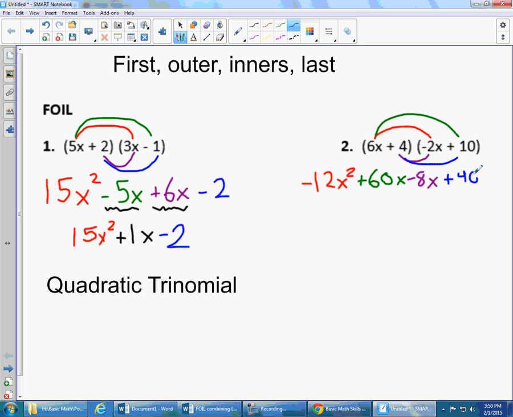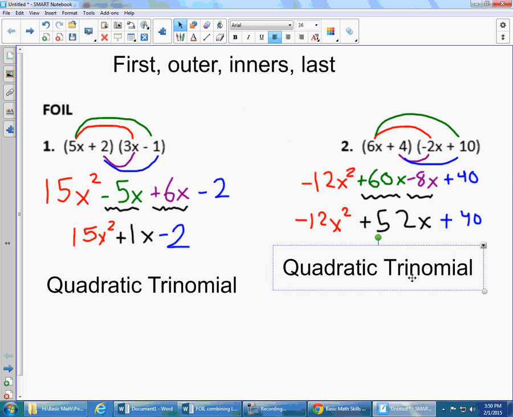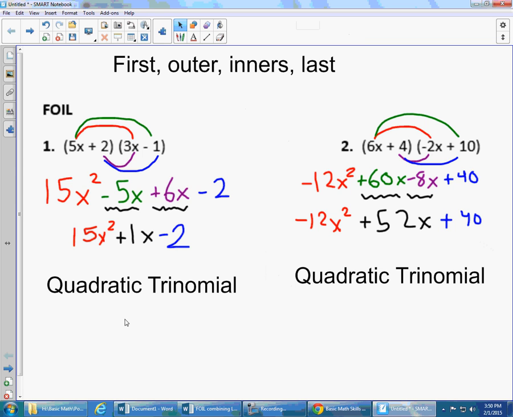Now remember, I can always combine my two middle terms, so I'm going to combine these like terms. I'm going to do positive 60x minus 8x. 60 minus 8 is a positive 52x in the middle, so it's positive. And then my other two terms stay the same, so that turns to negative 12x squared. And this stays positive 40. Okay. And this also has a squared here at the top, and there are 1, 2, 3 terms. So this also is a quadratic trinomial. Okay. All right. Enough of the warm up.